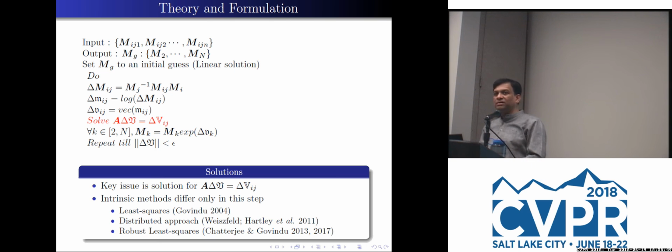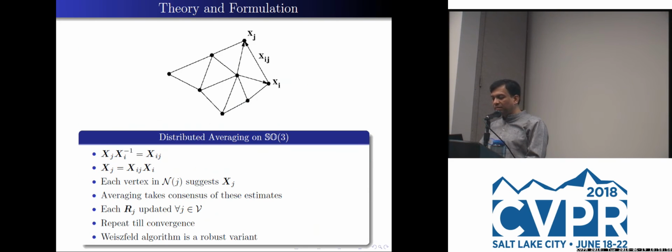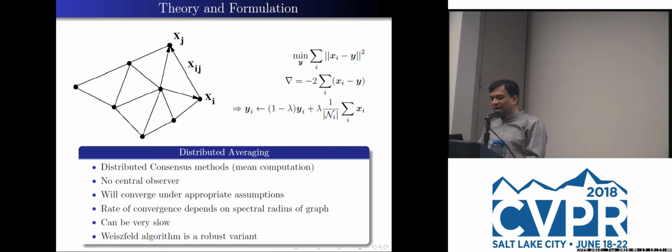Not going to be robust to outliers, and we'll see that in a little while. What Hartley and others proposed is a distributed approach to solving this particular problem, which arises in the following fashion. So imagine you have the same kind of graph problem.